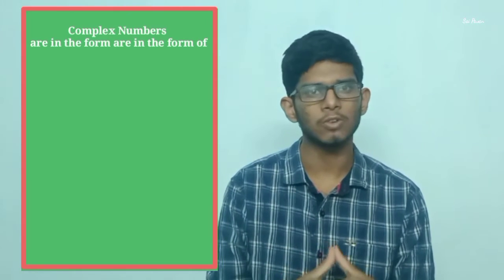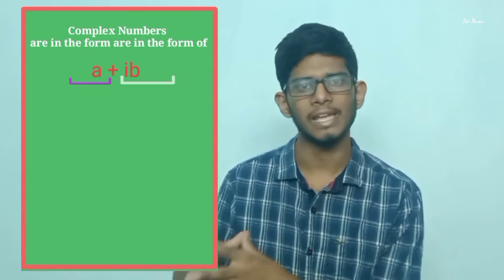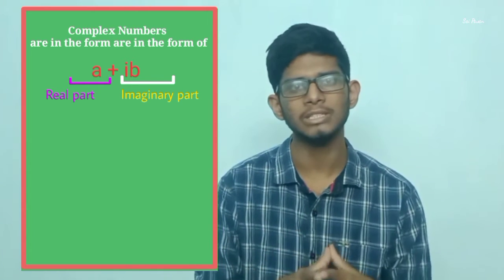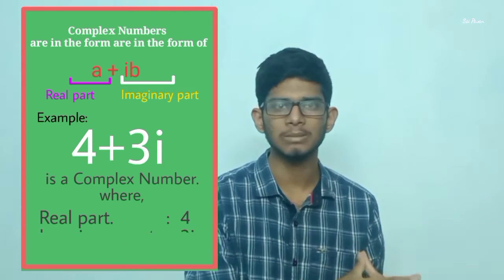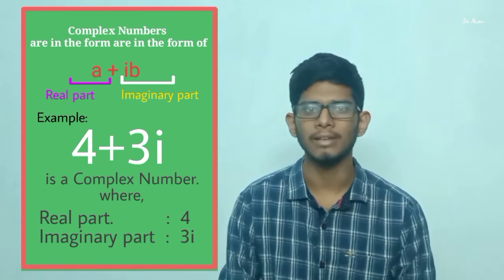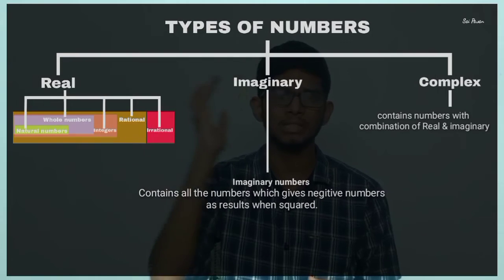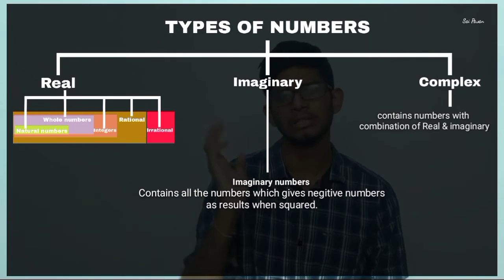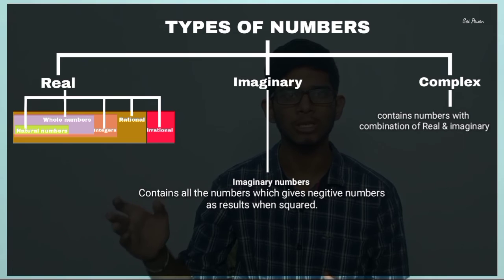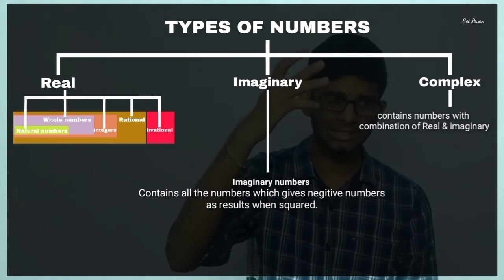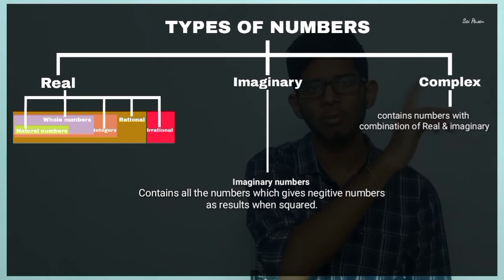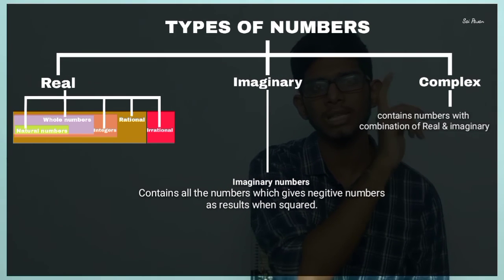Complex numbers are in the form of a plus ib, where a is known as the real part and ib is known as the imaginary part. The number 4 plus 3i is a complex number, where 4 is a real number and 3i is an imaginary number. According to my understanding, we have three types of numbers: the real numbers, the imaginary numbers, and the complex numbers. The real numbers are again classified into natural numbers, whole numbers, integers, rational numbers, and irrational numbers. The imaginary numbers are of course imaginary, and complex numbers are a combination of real numbers and imaginary numbers.